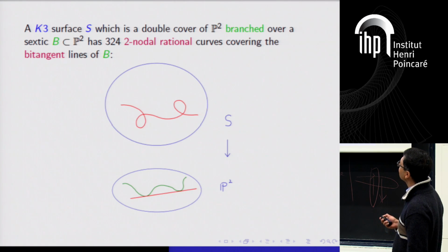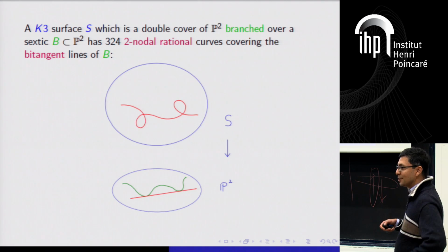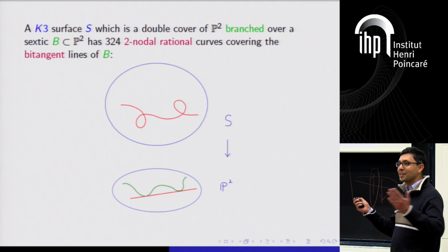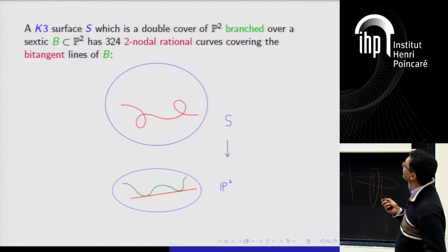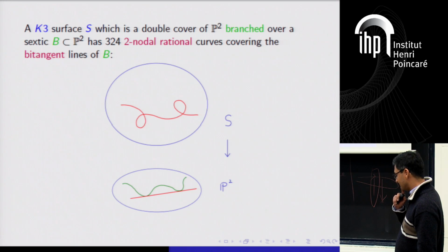So here's P2. This green is the sextic. And here's a bitangent line. The sextic, a curve in the plane, has infinitely many tangent lines, but only finitely many bitangent lines, because it's two conditions to be bitangent. And it's an old result in algebraic geometry that the sextic has 324 bitangent lines.